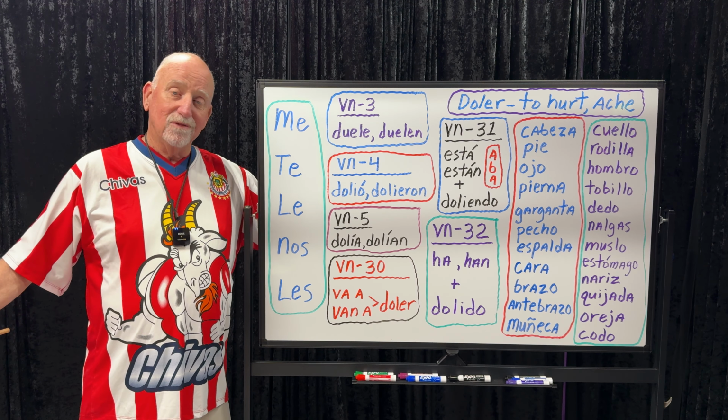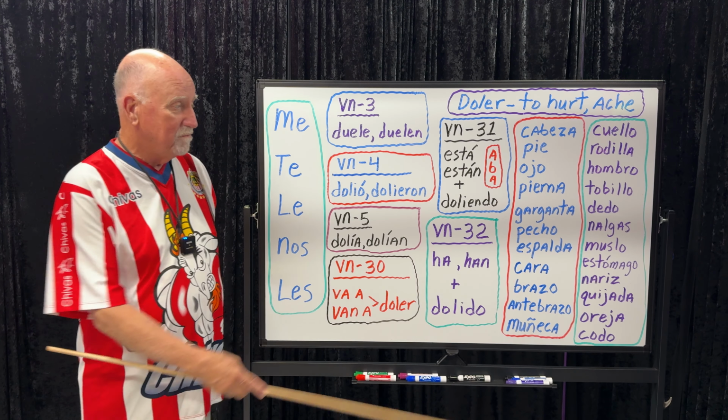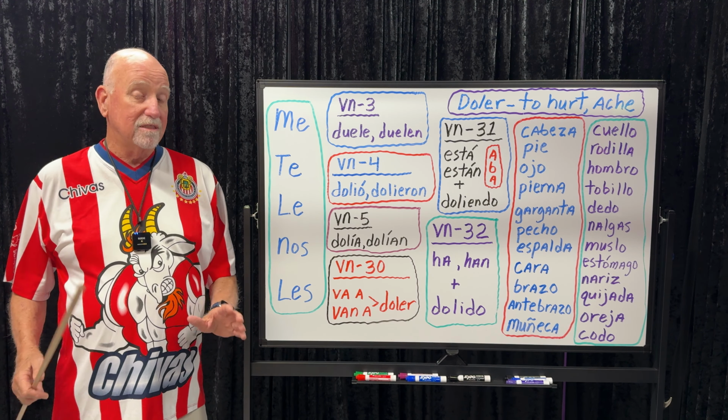Las nalgas, that's your butt. Las nalgas. There's a left nalga and a right nalga. We call them las nalgas. A nalgada is a spanking. You get a spanking from your parents. Una nalgada. It's a funny word. People laugh with it all the time. It's not a nasty word. There are some nasty words for that part of the body, but we're not going to teach you those. You're going to have to learn from someone else.